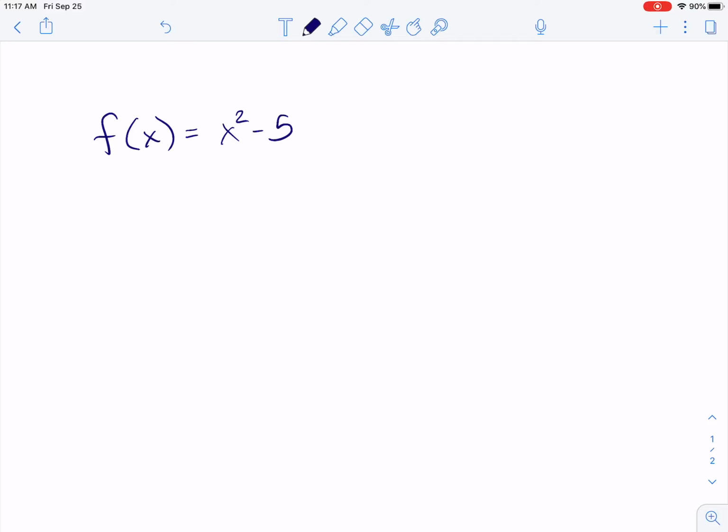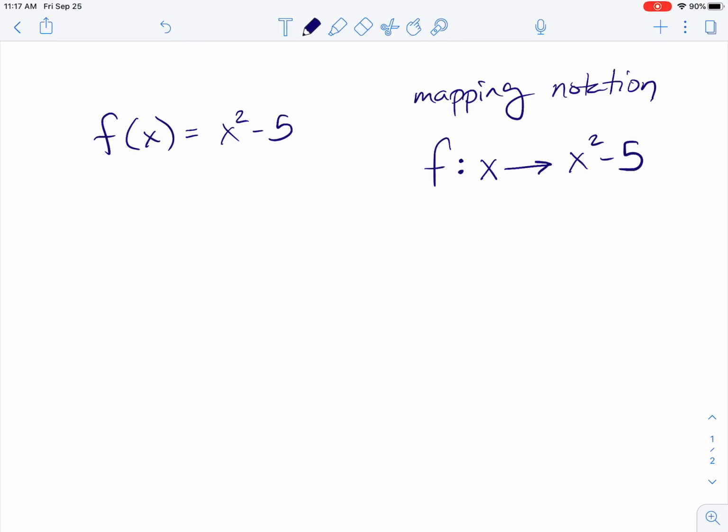Sometimes what they do is they'll use mapping notation. And that looks something like this. f is the function where x is mapped onto x squared minus 5. So it looks different and it looks weird, but it's exactly the same thing, so don't worry about that. It's just saying that you could make a column, you could have your x value and then your y value would be x squared minus 5. The x value is mapped onto the y value of x squared minus 5. So the notations look different, but they behave in a very similar way.